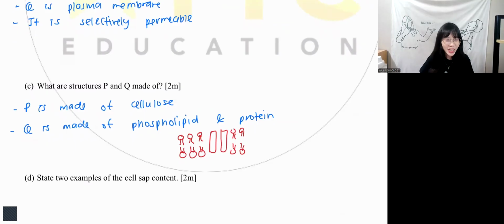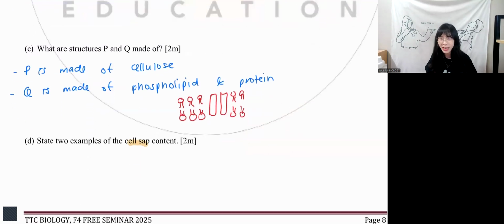Okay, next, state two examples of the cell sap content. What is inside the cell sap? Very good. Nutrients. You can also write water. You can also write... what else, guys? Water, nutrients, waste substances. You can write glucose, amino acid, gases. There's a lot of things for you to write.